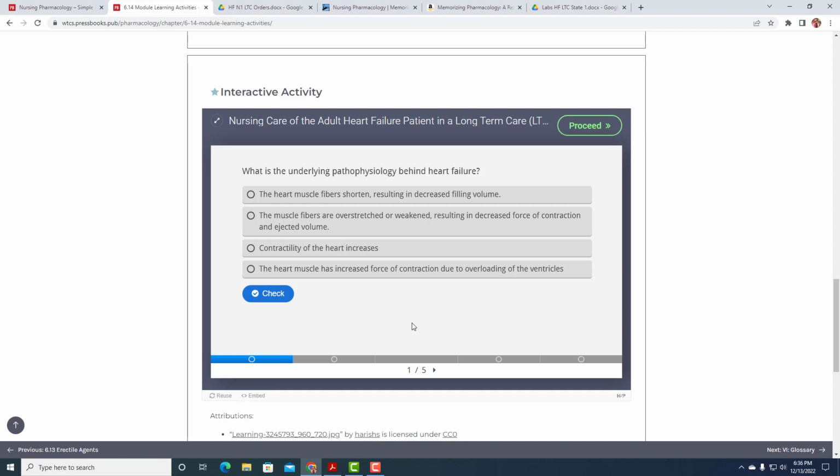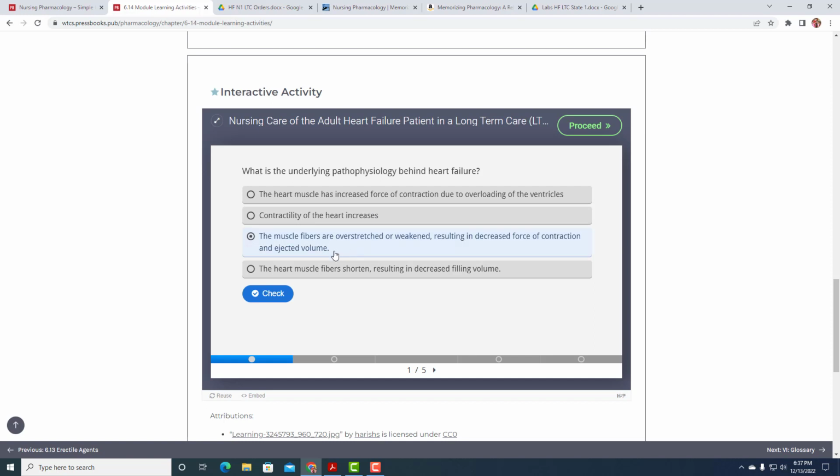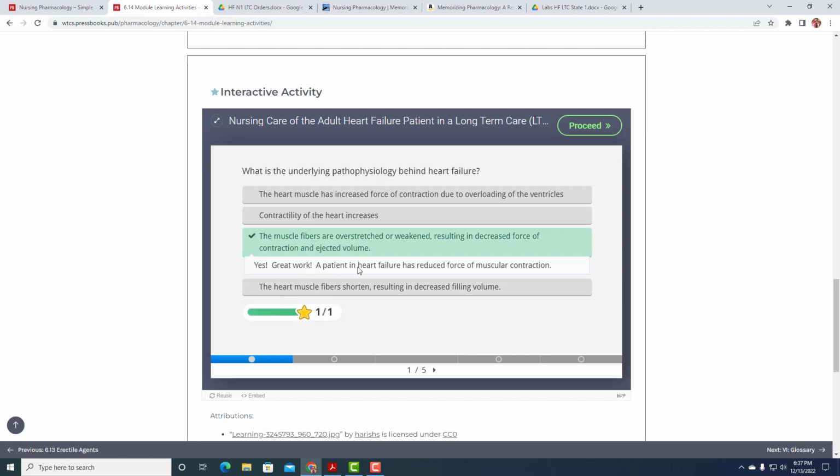So when you're talking about heart failure, you want to think about that word failure. The word failure is really talking about how it's failing to do its job. And it's failing to do its job because those muscle fibers are stretched and weakened. So you have a decreased force of contraction and ejected volume. And the big thing is that if you're getting less volume, you're getting less oxygen, not only to the body, but to the heart itself, because the heart feeds itself through the coronary arteries. So we'll check that and see, I never pushed the button. Okay, so here we go. The muscle fibers are overstretched. Patient in heart failure has a reduced force of muscular contraction.